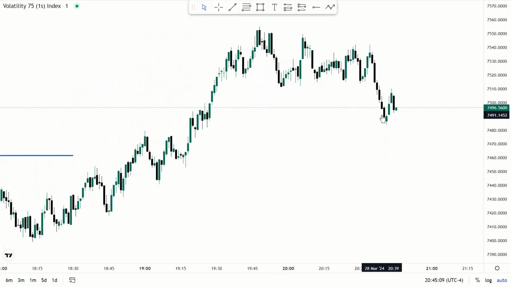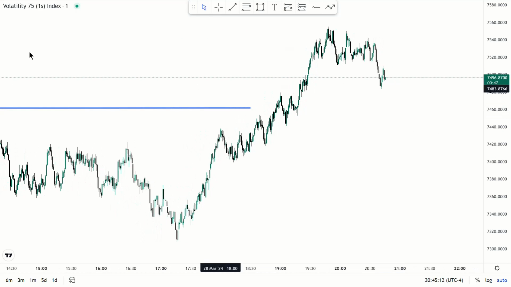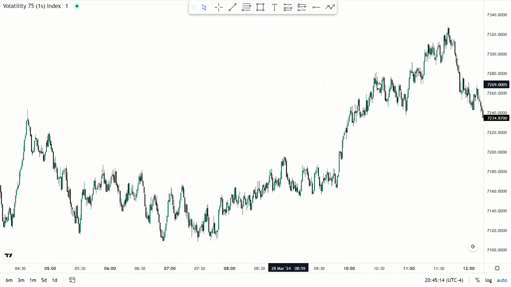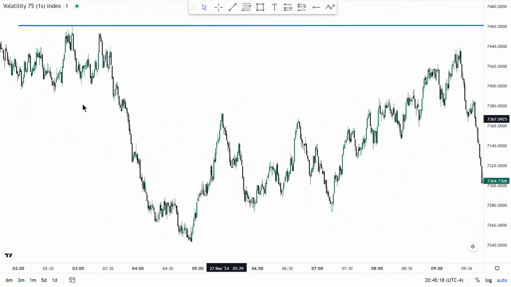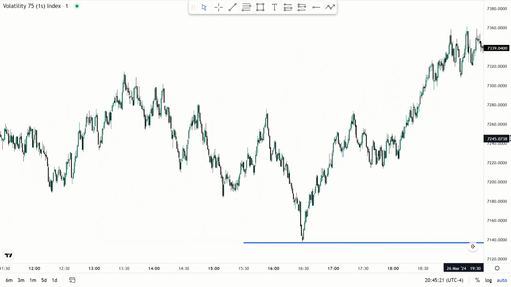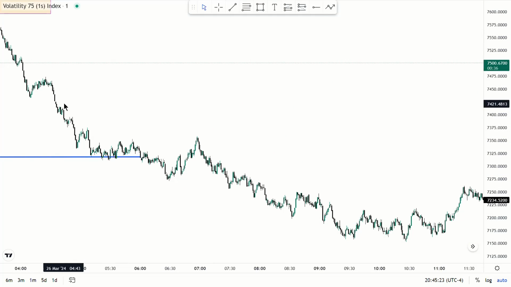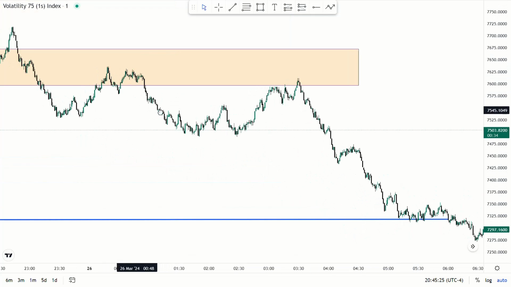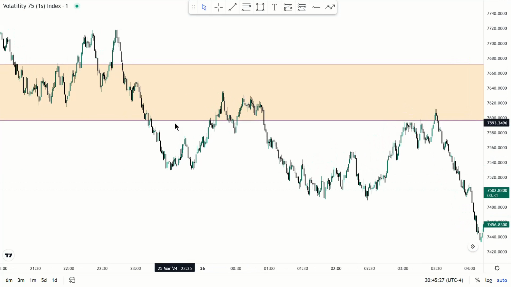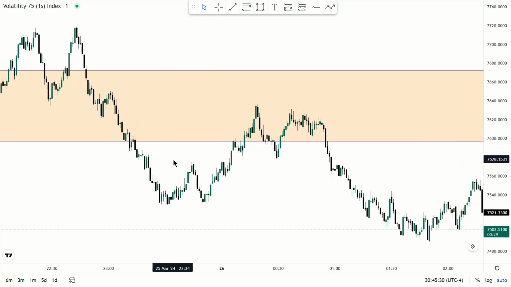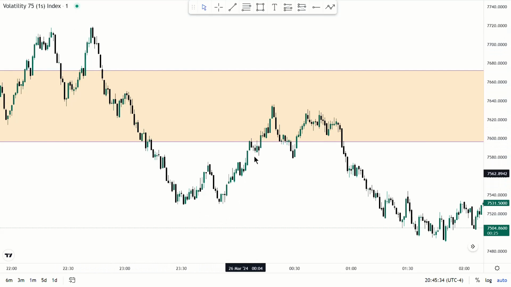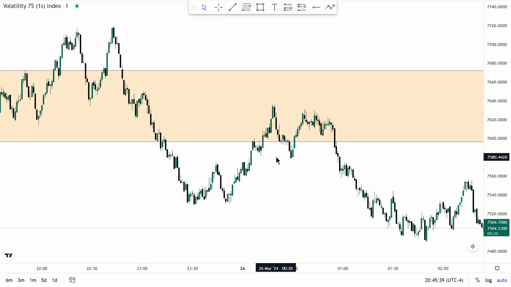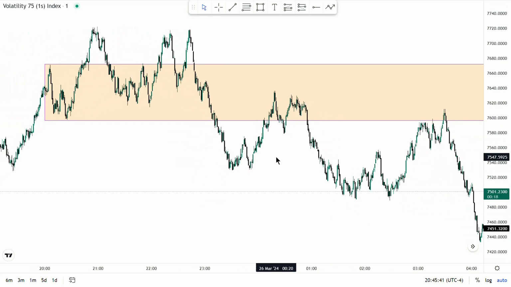All right, we go all the way back. It's a long way back. Okay, right here. Right here. So this is where the market came back for a retest. So this is what you do.